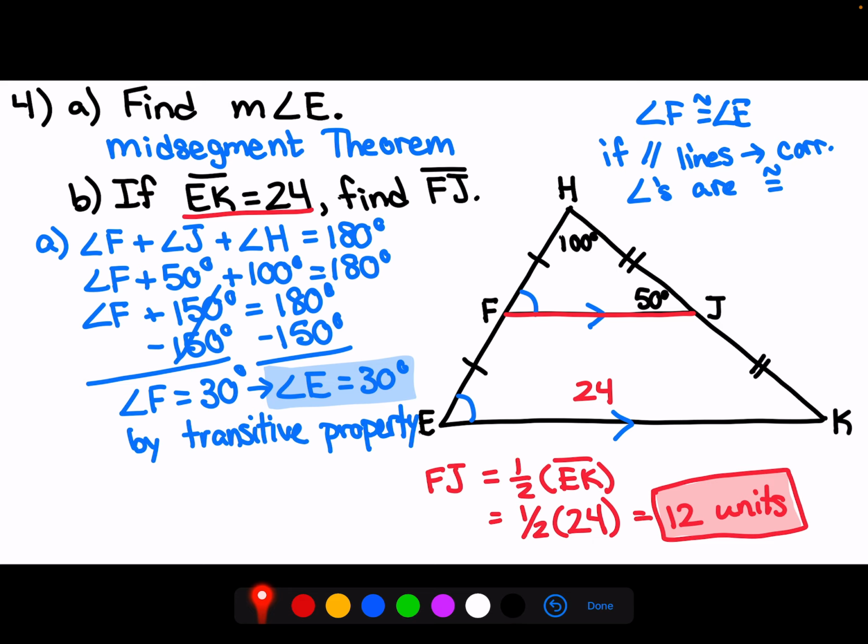So again, just keep that in mind. If they gave me that FJ was 15 and they told me to find EK, well, EK would be double FJ, so EK would be 30. So it just depends on whether you're going from midsegment to segment or from segment to midsegment. You're either taking half or you're doubling.